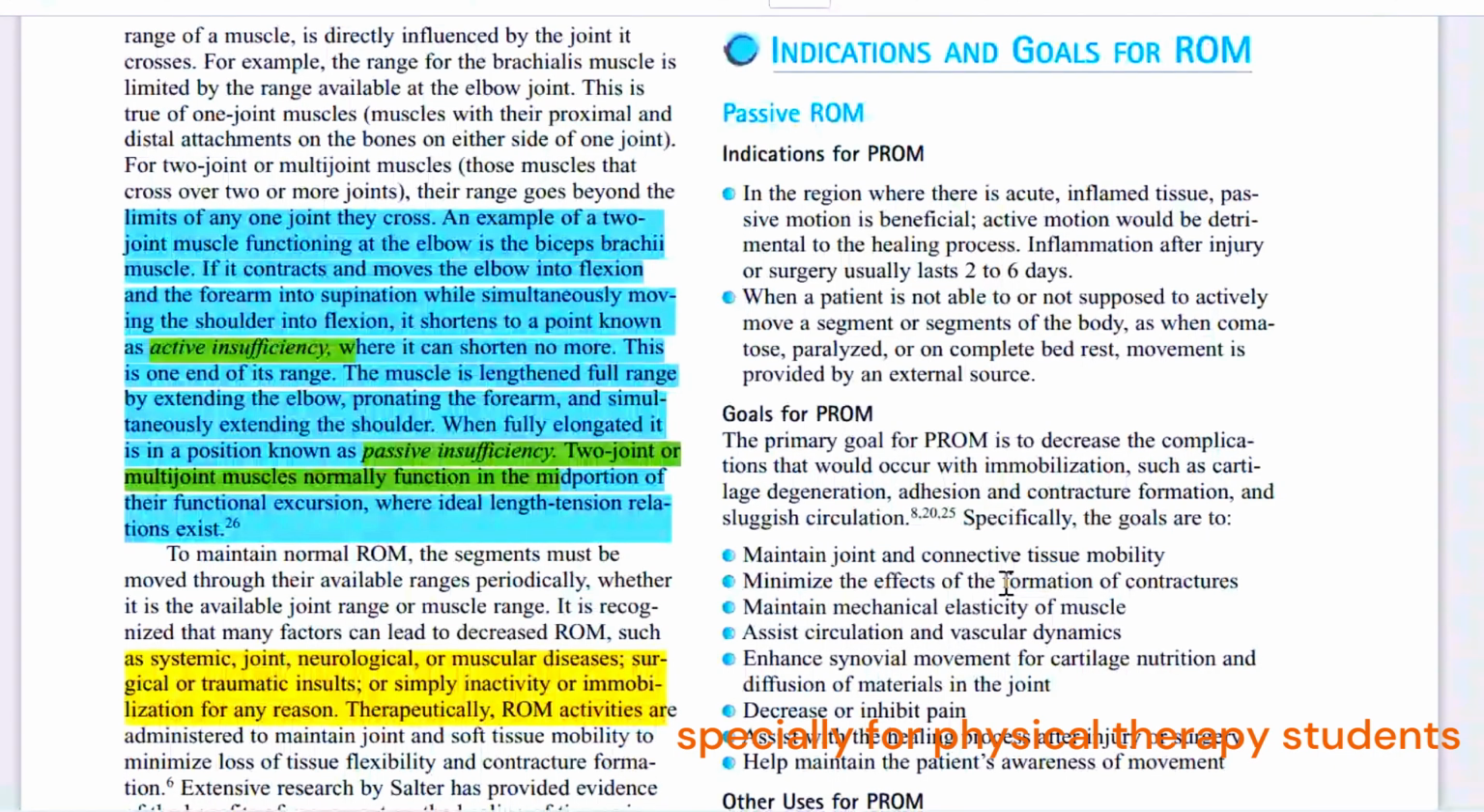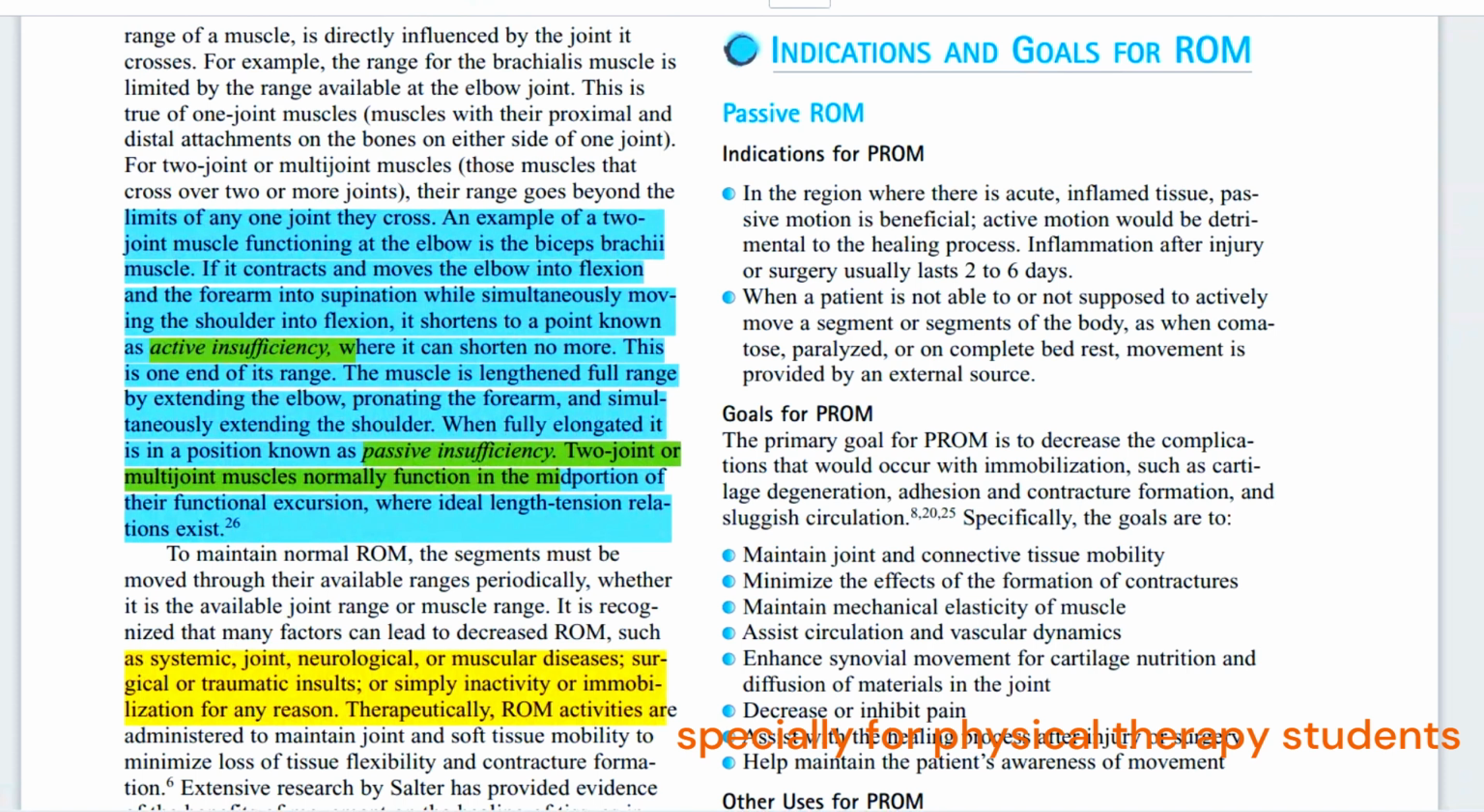And today we are going to discuss the indications and the goals for the range of motion. Basically, starting from the passive range of motion, the major indications include its use in acute inflamed tissues where active motions may be harmful.